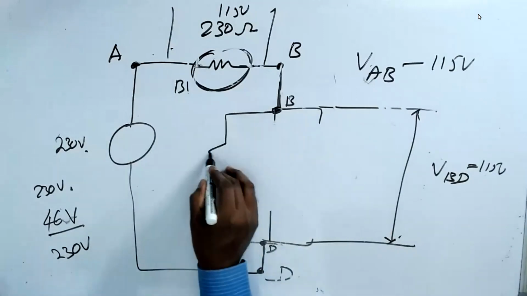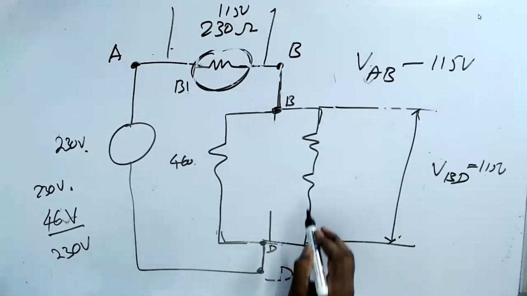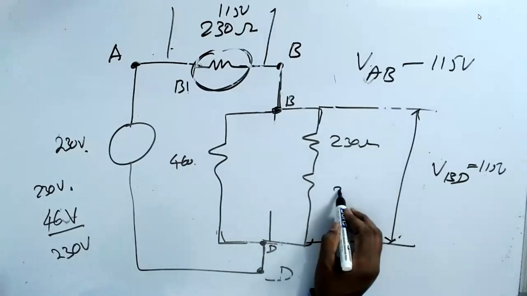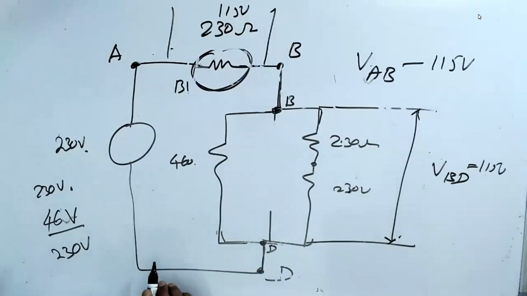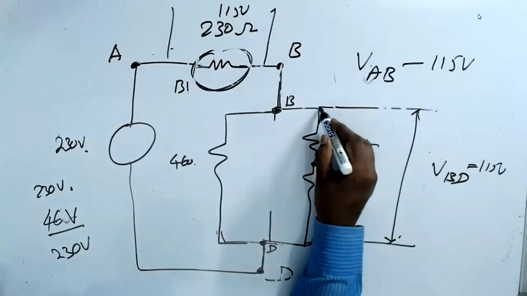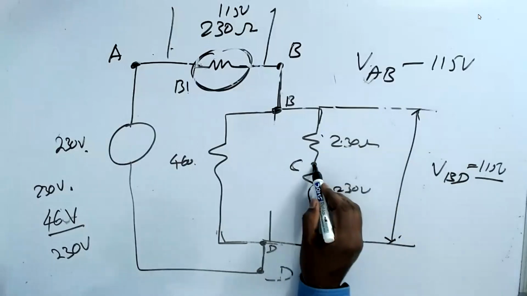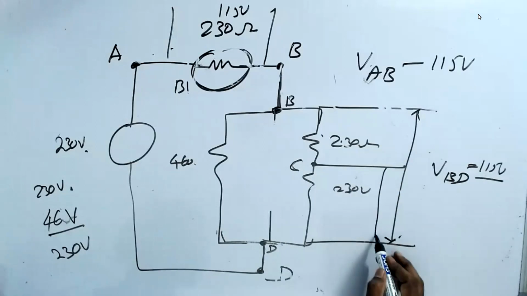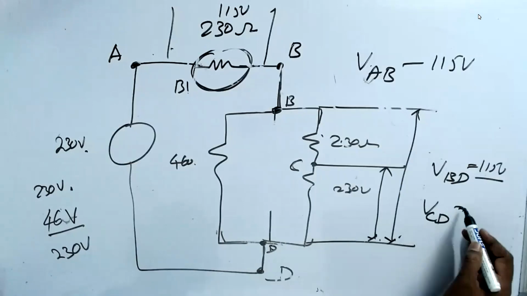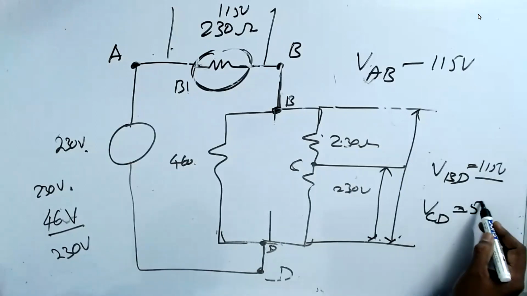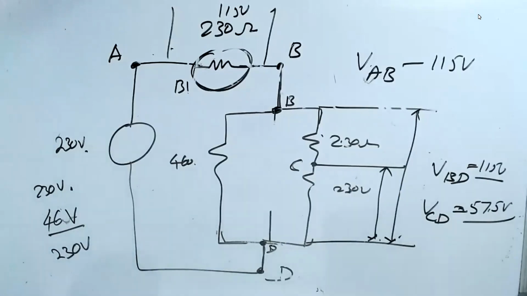This is 460 ohm. This is 230 ohm and 230 ohm. Now these two are 230 ohms. This voltage 115 is divided by 2. So this is point C, and between this point, VCD is equal to 115 by 2, 57.5 volts. Get it? Do you get it now?